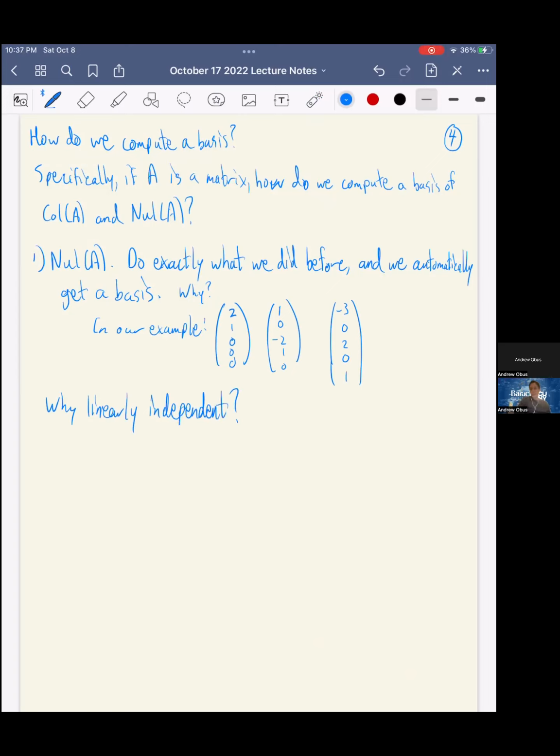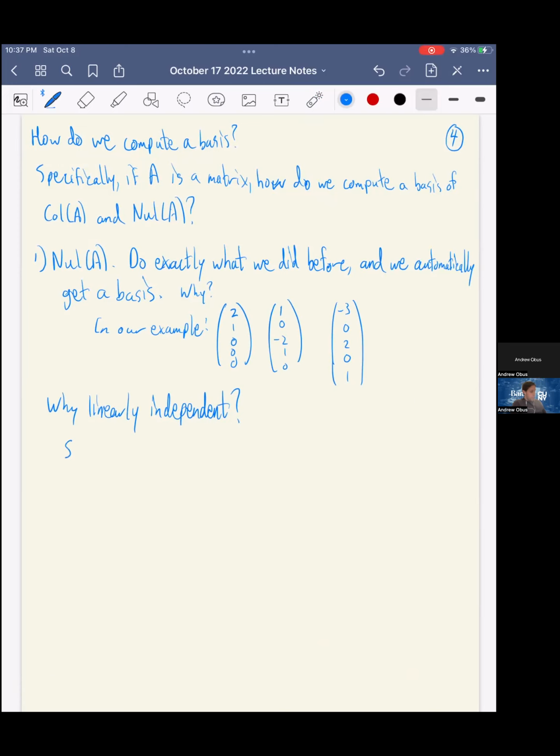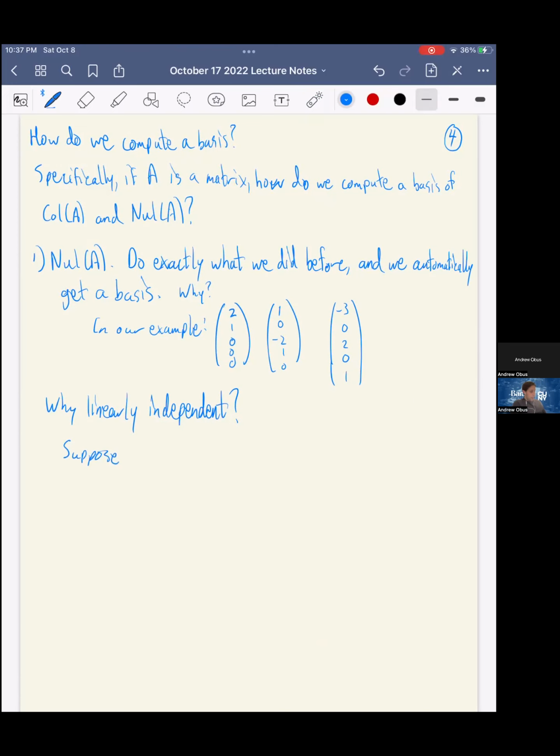Why should these be linearly independent? Well, the point is, let's suppose that we have something like A times (2, 1, 0, 0, 0) plus B times (1, 0, -2, 1, 0) plus C times (-3, 0, 2, 0, 1). Let's suppose that we have some linear combination here that's equal to the 0 vector.